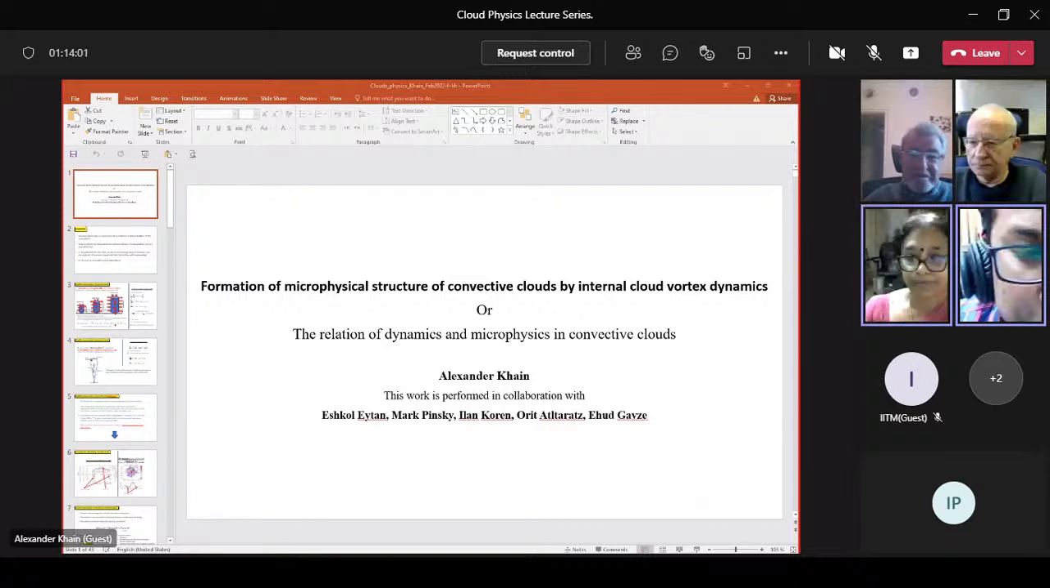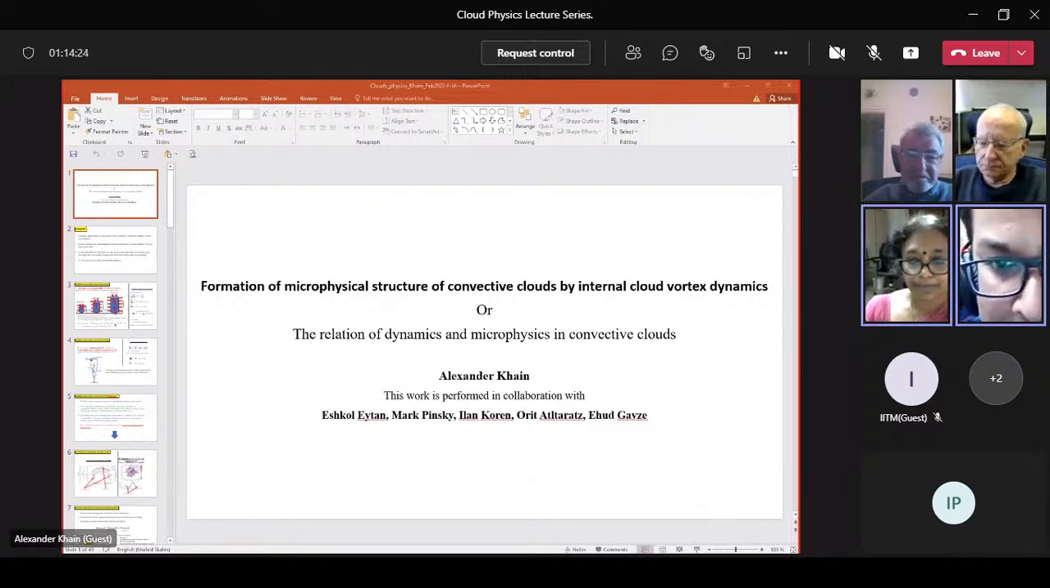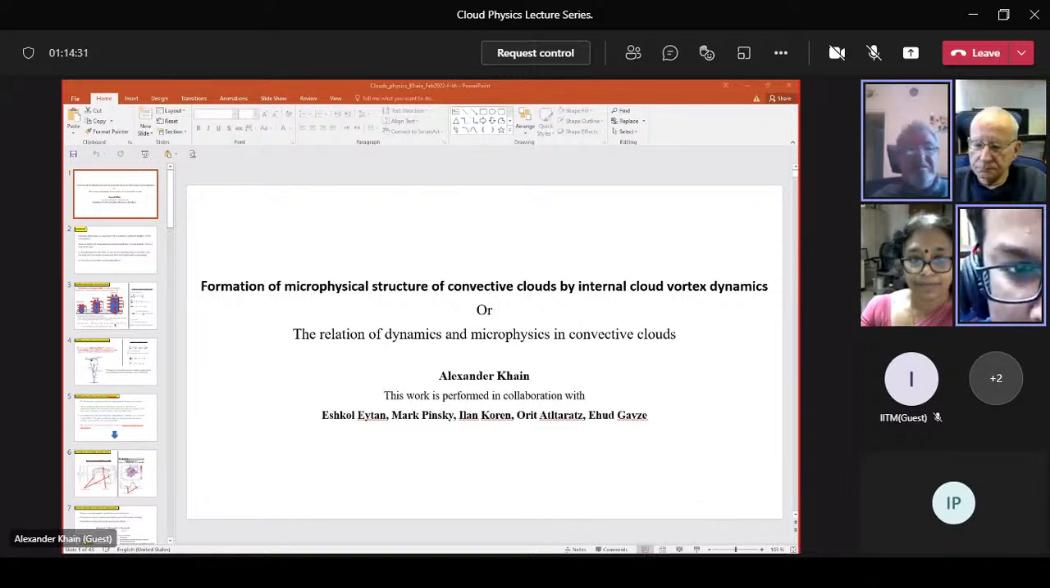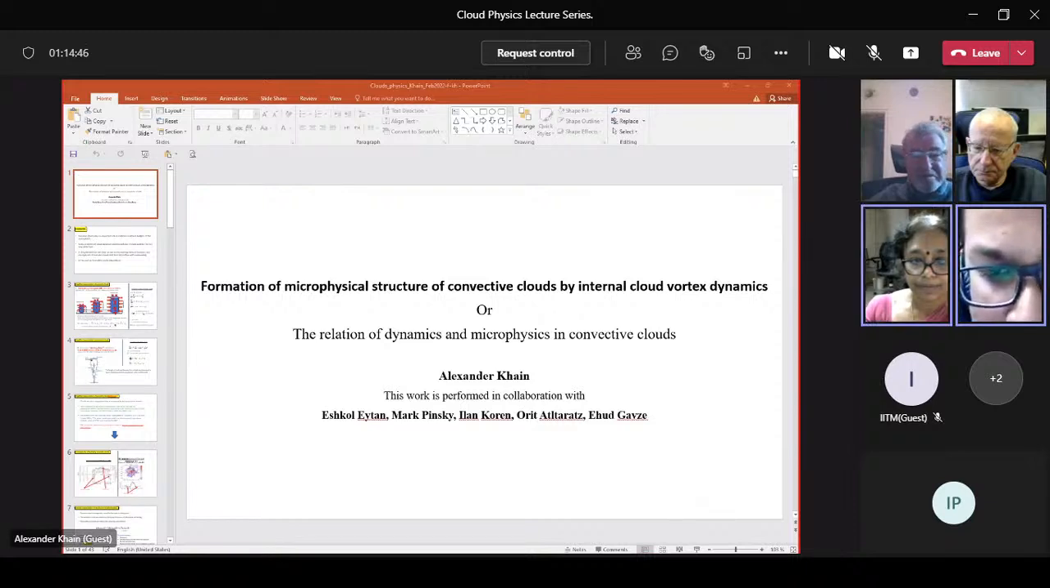Today, Professor Khain will be talking about the formation of microphysical structure of convective clouds by internal cloud vortex dynamics. He is going to present the mechanism of mixing and entrainment and their effects on the microphysical structure of growing convective clouds. He used semi-analytical approaches and a very high resolution cloud model with spectral bin microphysics. Cloud motions he classified into convective and stochastic turbulent motion using the wavelet approach. He evaluated the characteristics of these motions and found that turbulent motions are responsible for the formation of a narrow interface zone near the cloud edges where gradients of liquid water content are high.